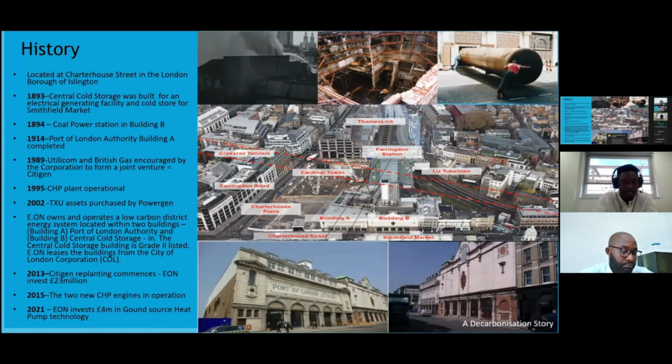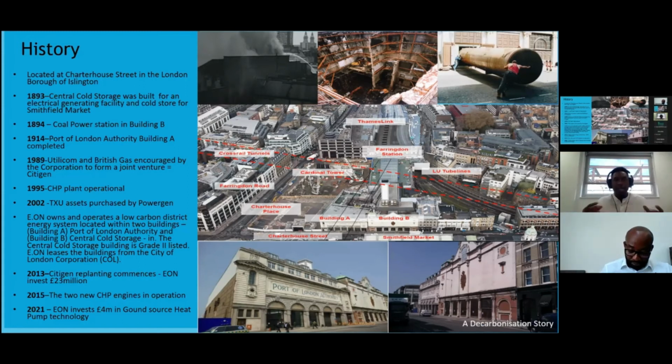So in 1894, it used to be a coal power station for the Smithfield Market, which is directly across the road. Smithfield Market being one of the largest meat markets in Europe. And then subsequently in 1995, the largest CHP plant in the UK was installed on the site, on the building towards your right-hand side. And in 2013, E.ON invested 23 million pounds on this site by installing larger and more efficient CHPs, which are combined heat and power.